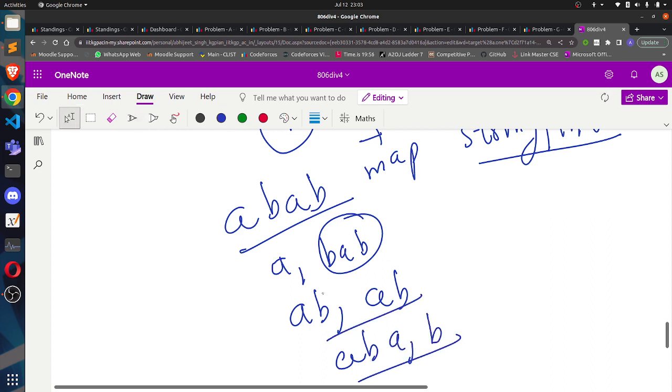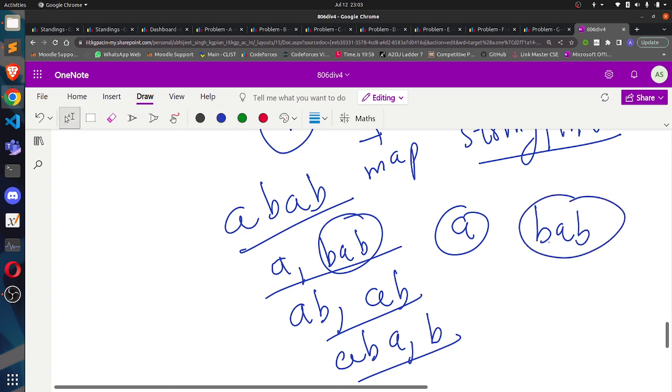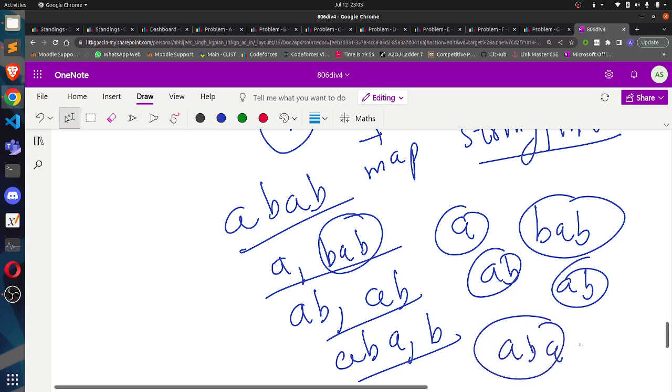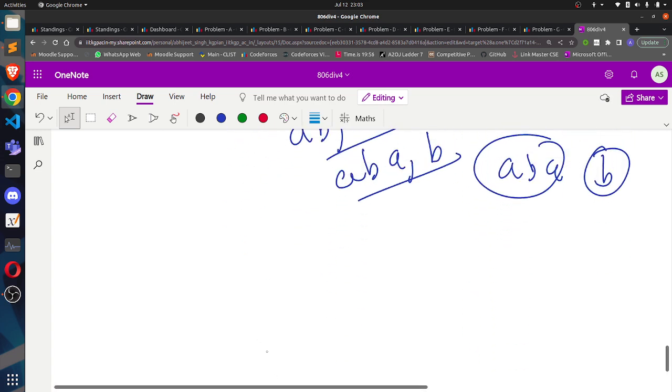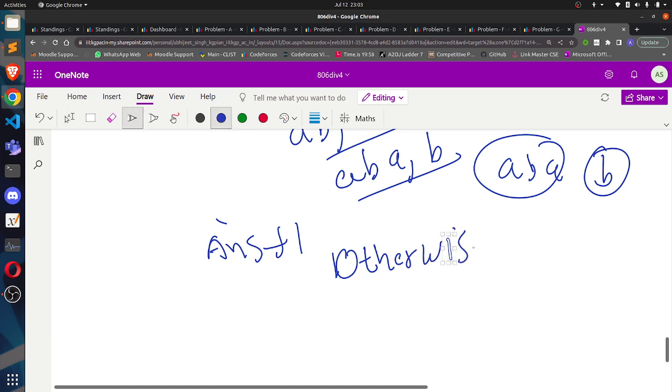Then we can check in the map of string versus integer whether an occurrence of A and B both are present, or whether an occurrence of AB and AB is present, or a single occurrence of AB is present, or whether an occurrence of ABA or B is present. If any one of these conditions becomes true, the answer will be 1 for this string. Otherwise it will be 0. Let me show you the code.